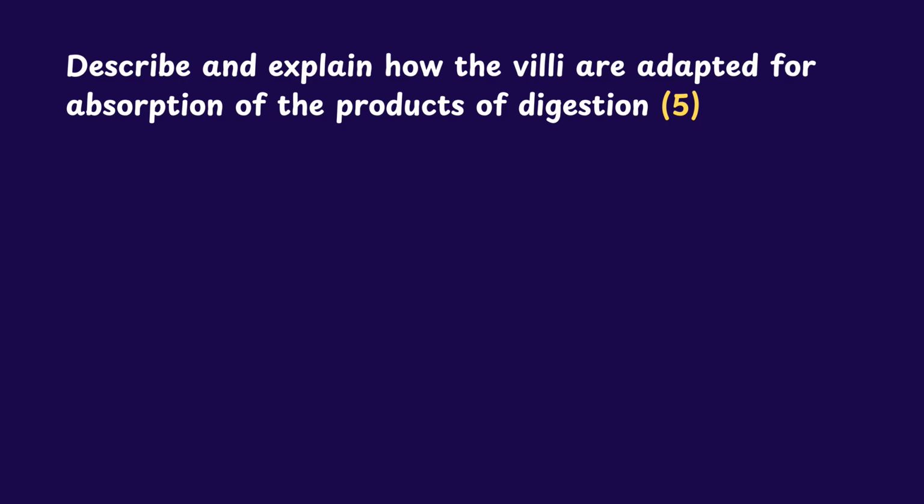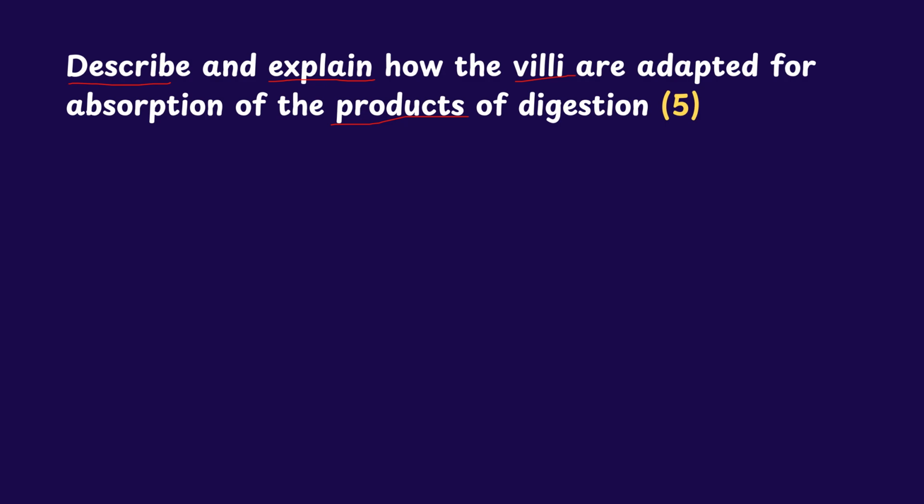All right, let's get into the question now. Describe and explain how the villi are adapted for the absorption of products from digestion. Products would be the glucose and the amino acids. But there are 2 command words in this question. You're describing the villi and explaining how the descriptions that you have provided allow for efficient absorption of the products of digestion. That is what you're doing.